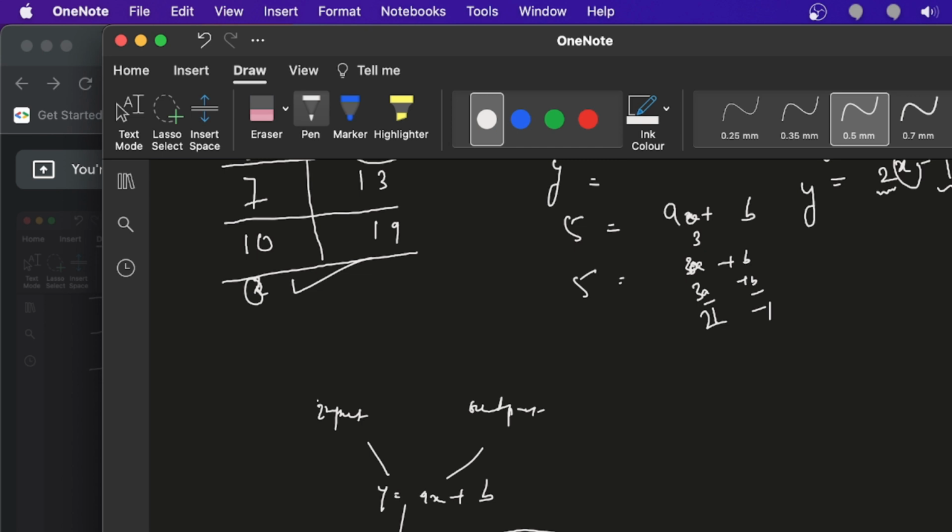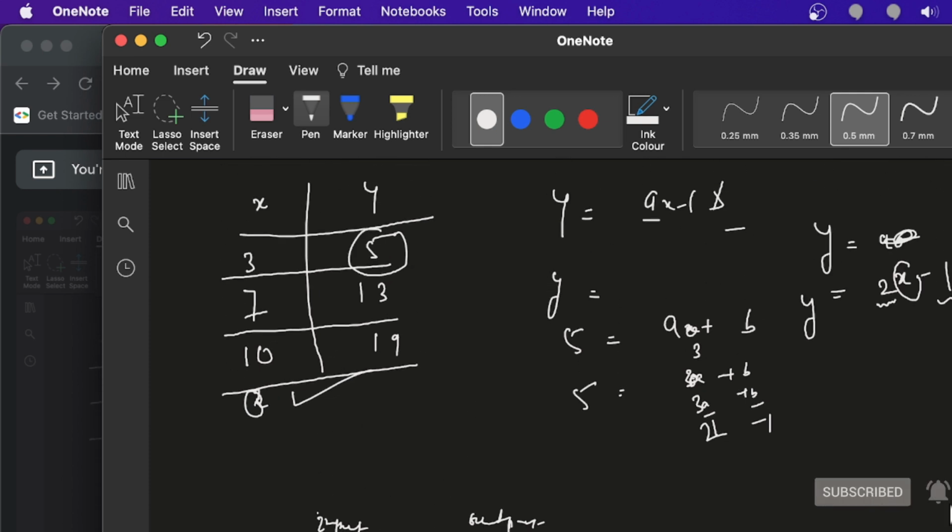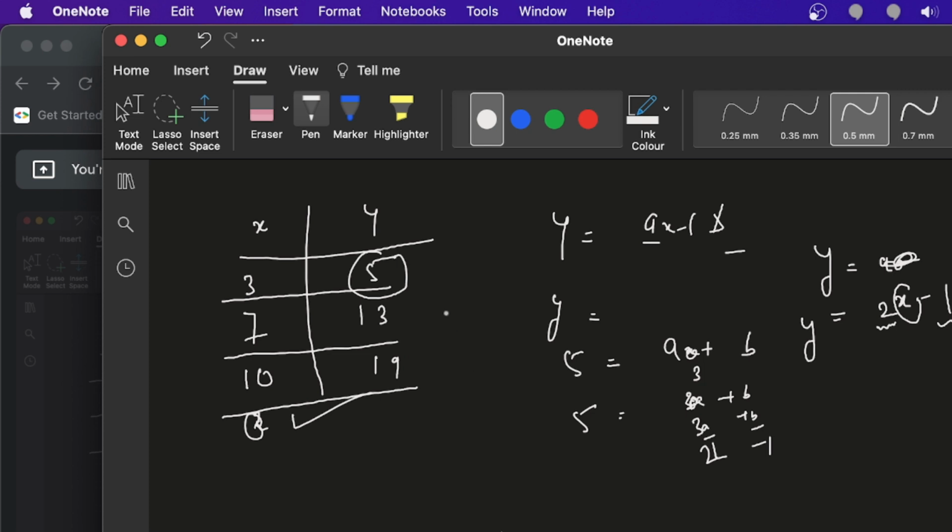So suppose you come with something like 6. The output is 2 into 6 minus 1, so 11. This is the way you have to predict the output. But the question is, this data looks very stable, but in the real world data doesn't look like this. Data looks like that.